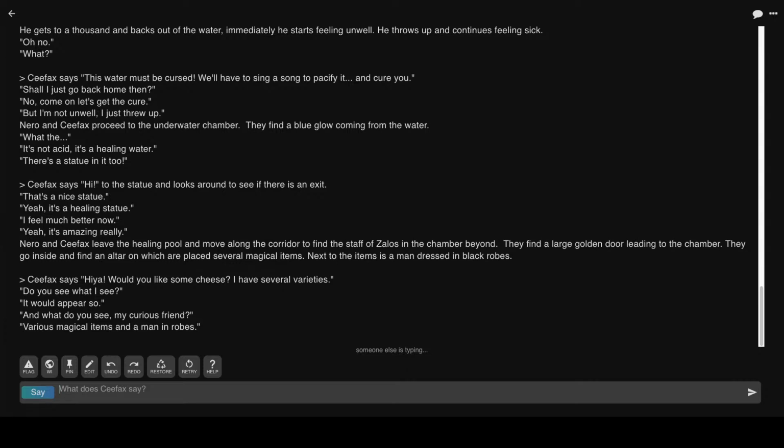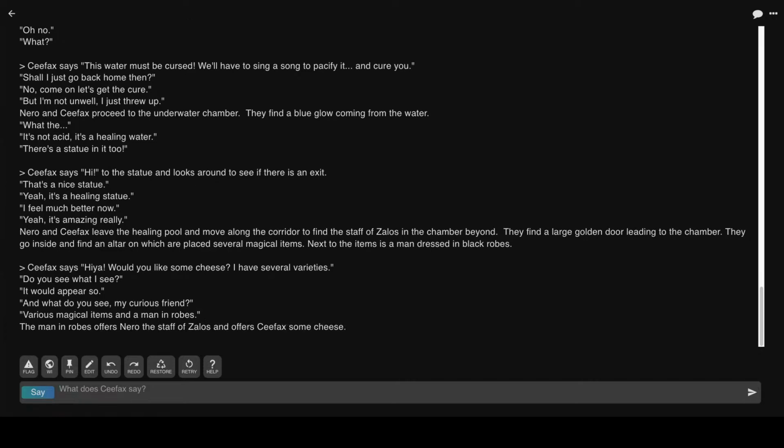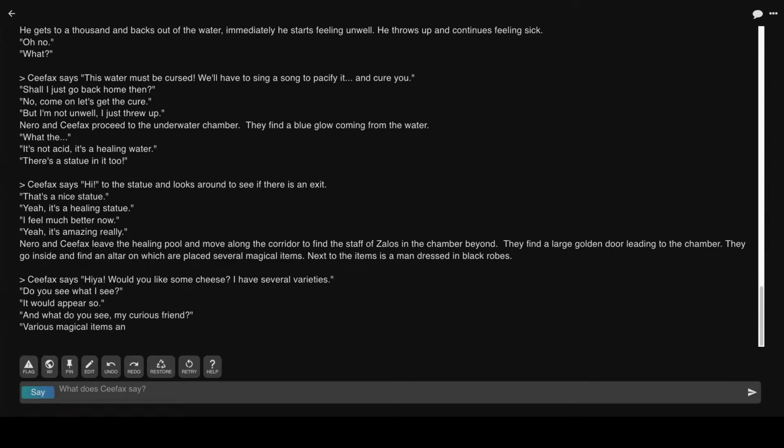Oh, I've got one. So I'm saying the man in robes offers Nero the Staff of Zalos and offers Cephas some cheese. Are you taking over the story? AI doesn't know what to say. Unsurprising. Well, perhaps I might have to take command. Is it worth picking up one of the magical items? Maybe. Yeah. What does Nero do?